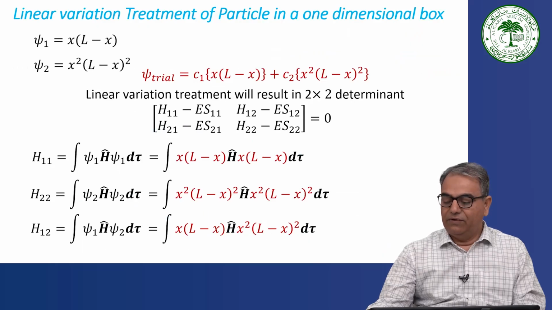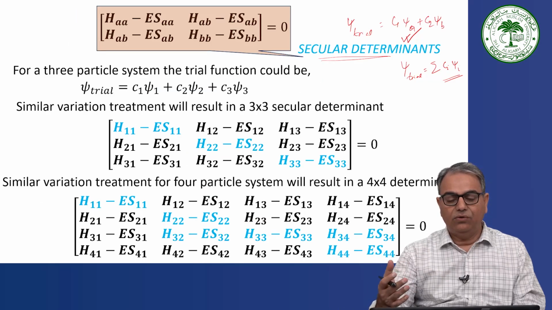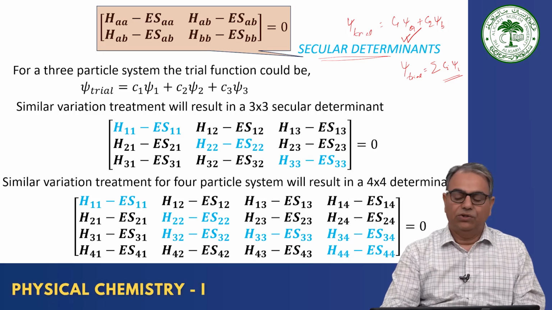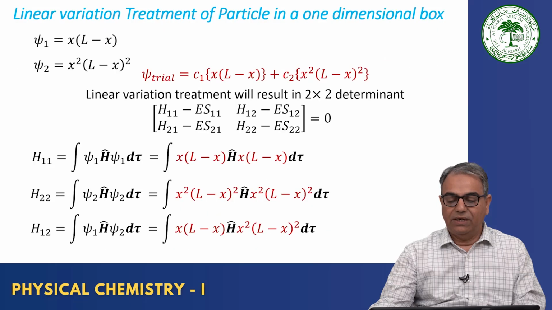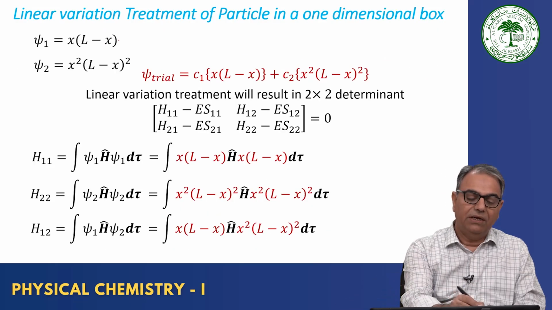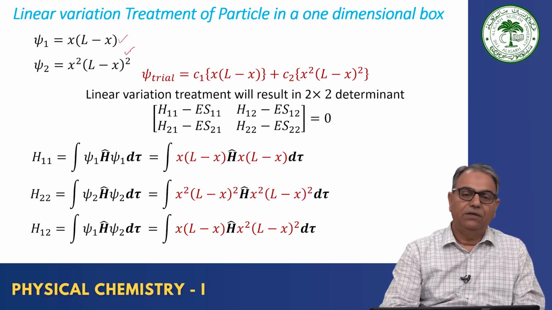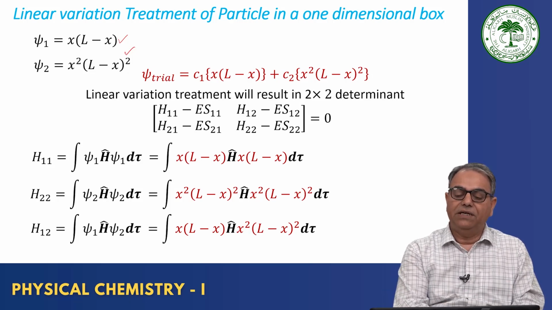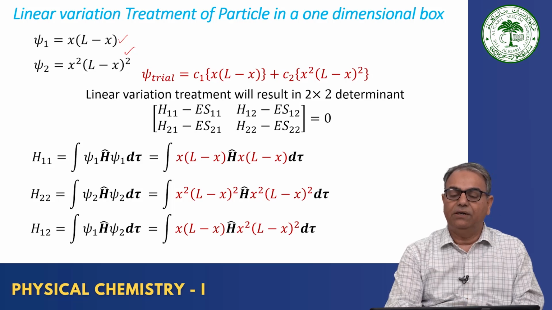So what we can do is use these secular determinants for the molecular orbital theory in the latter part of the modules. But for the time being, we were talking about the system of particle in a one-dimensional box. We have found that this is a trial function and this also is a trial function. If you use these trial functions, then what can you get? As a variation treatment, you can combine these two together.